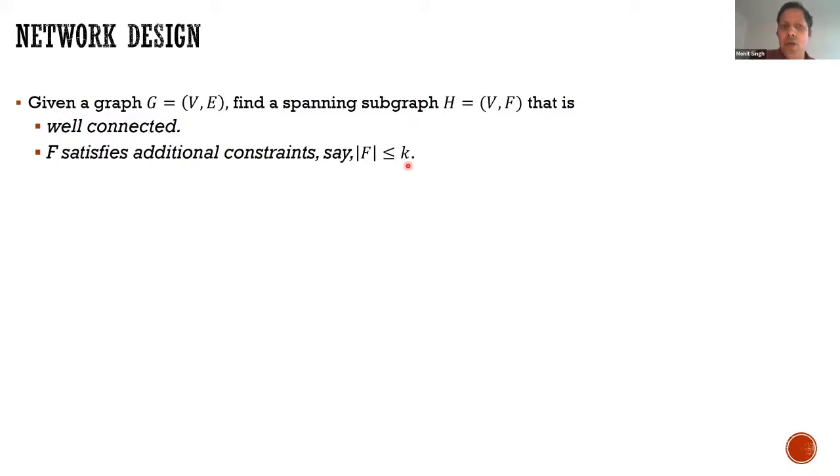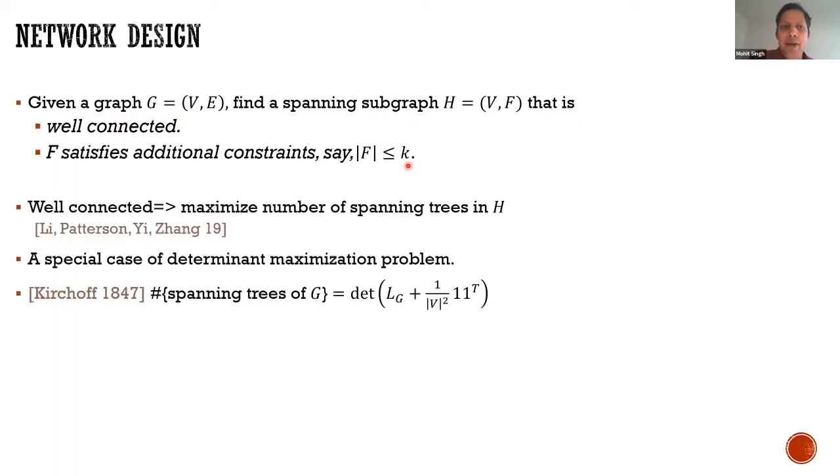Now, of course, I haven't told you what the definition of well-connectedness is. There have been many definitions that have been studied. One of them, which was recently proposed, was to say that I will call my graph well-connected if it has lots of spanning trees. So our goal is to maximize the number of spanning trees in this graph. It turns out this is also a special case of our determinant maximization problem, and that basically follows from the Kirchhoff formula. So these are two simple applications of the more abstract problem.